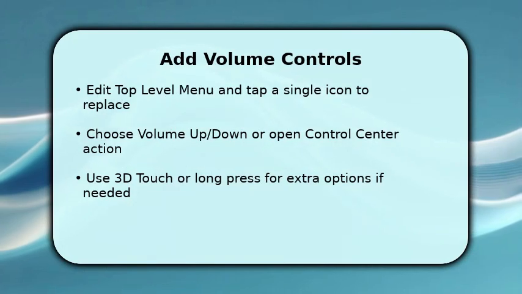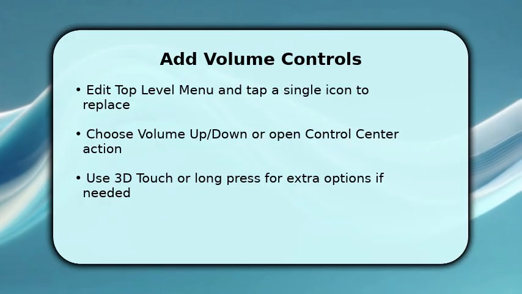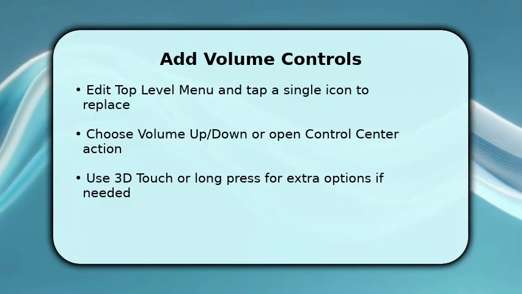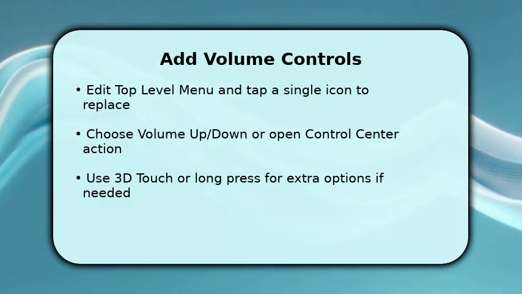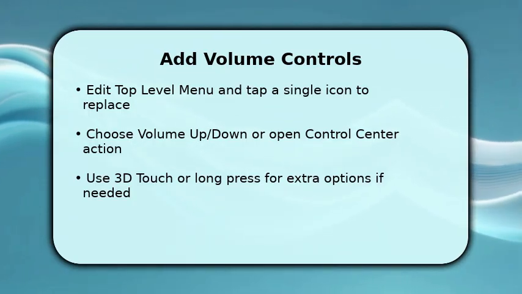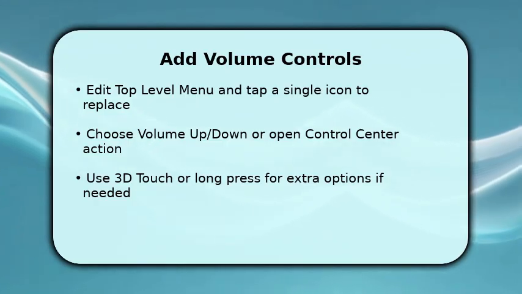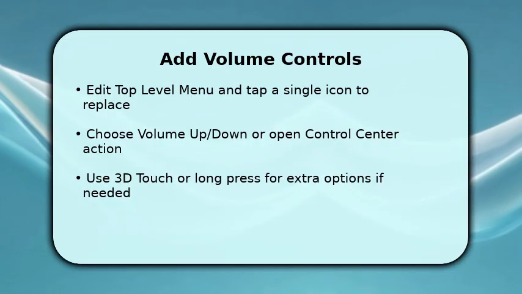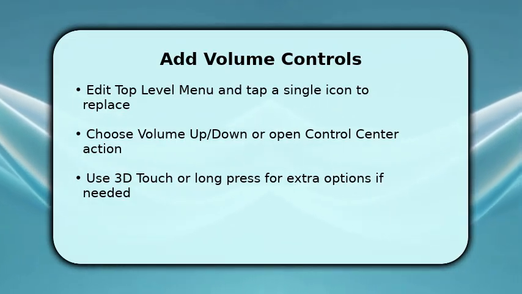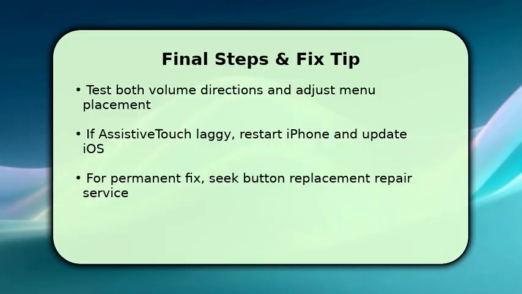Now you add direct volume controls to the assistive touch menu so adjusting sound is quick. Tap Customize Top-Level menu, then select an icon to replace and choose volume up or volume down. If you prefer a slider, add Control Center instead. Once done, use the floating button and tap the volume icons you added, or open Control Center from Assistive Touch to use the slider. Make sure to test both increase and decrease, so you know the exact tap pattern you'll use. Finish by testing volume changes in music, a video, and a call to confirm behavior.